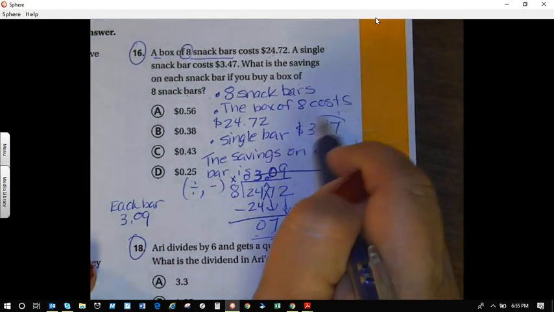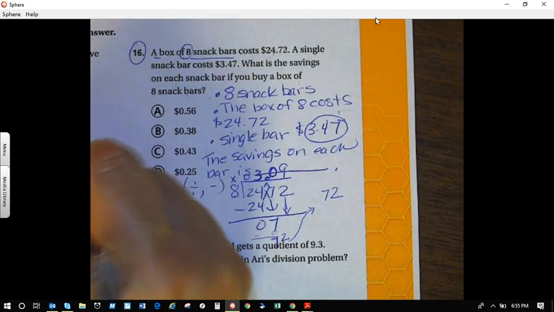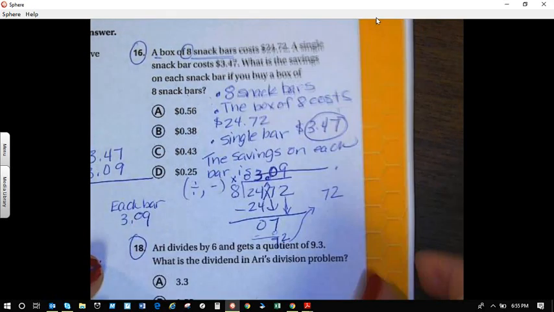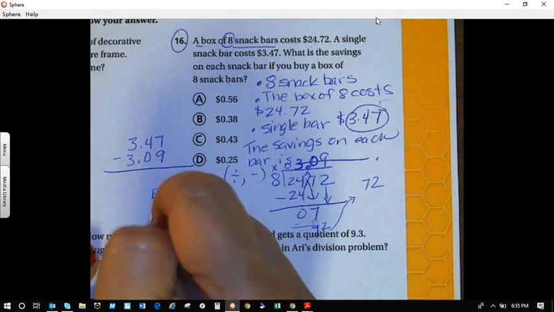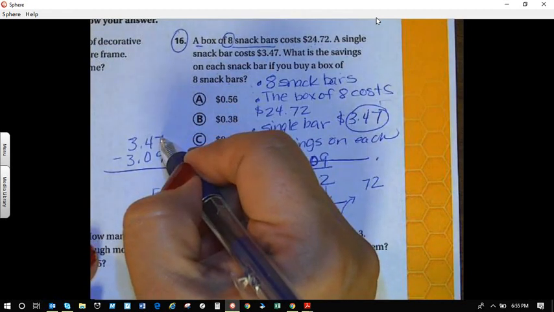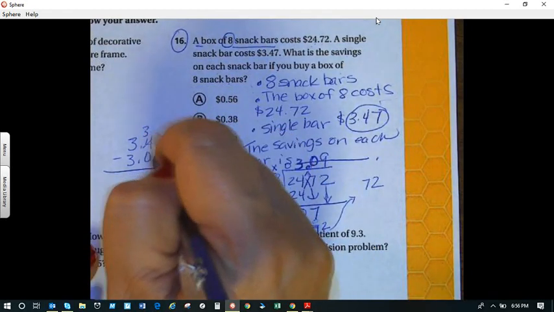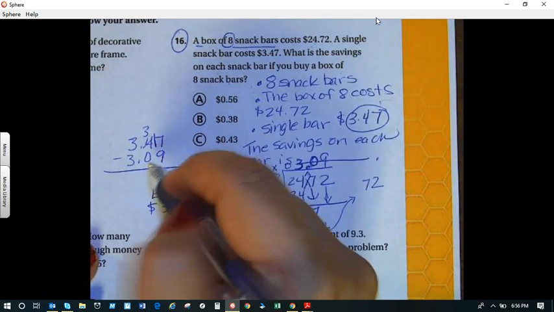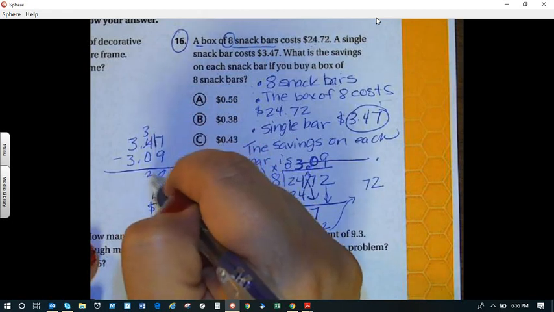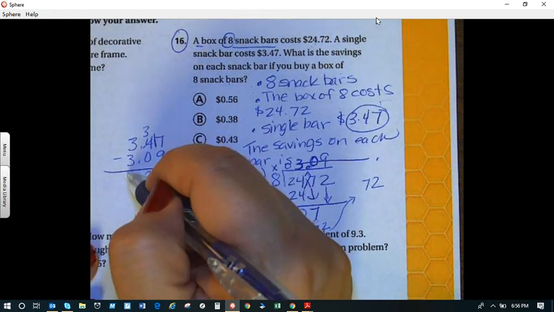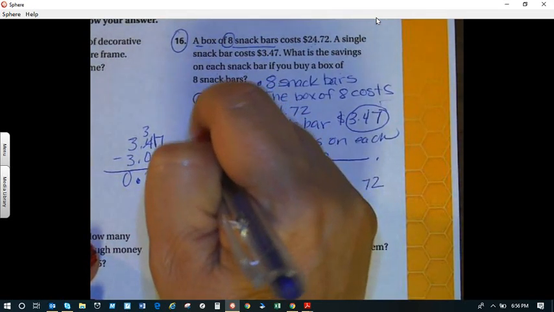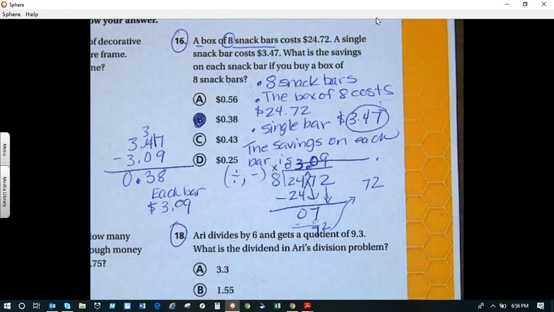So now I need to take this number here, $3.47, subtract $3.09. Well, I can't take, so sorry about that. Can't take 9 from 7, so I have to regroup. That becomes a 3. Now I can. So 17 minus 9 is 8. Bring down my 3, bring down my decimal, and bring down my 0. So the best answer is B, 38 cents. So that's how much you're going to save with each bar.